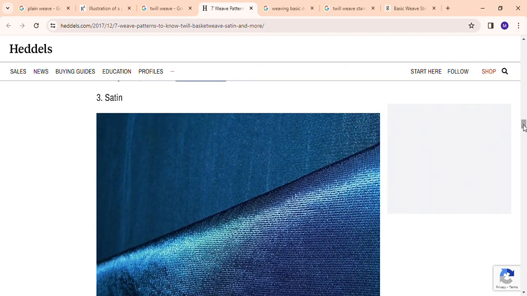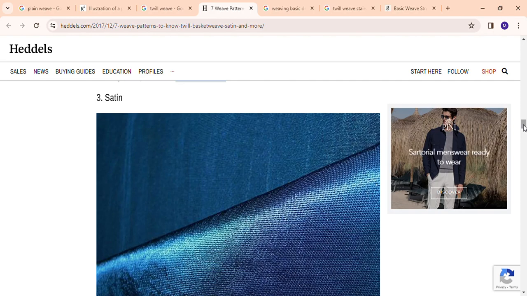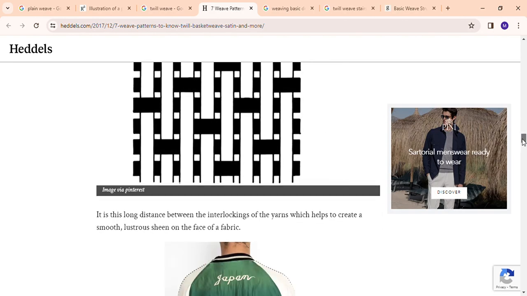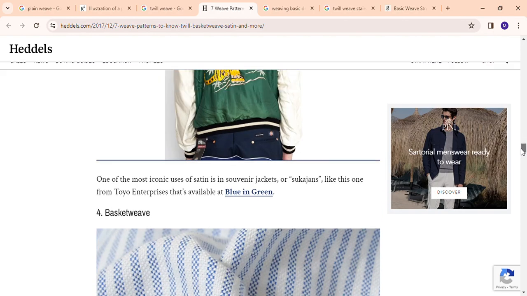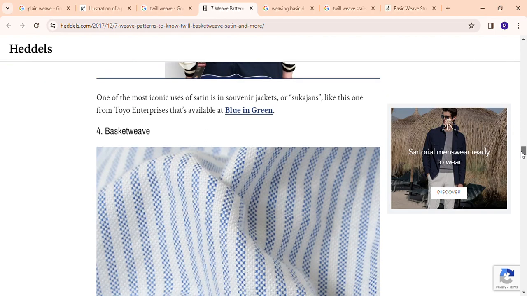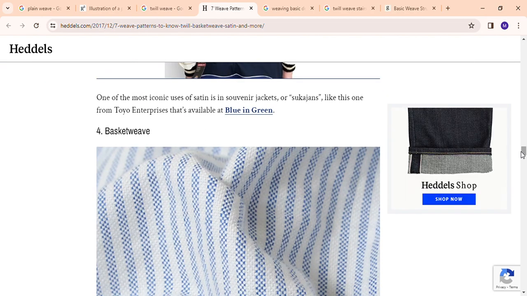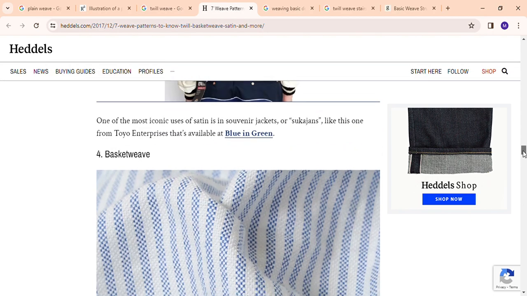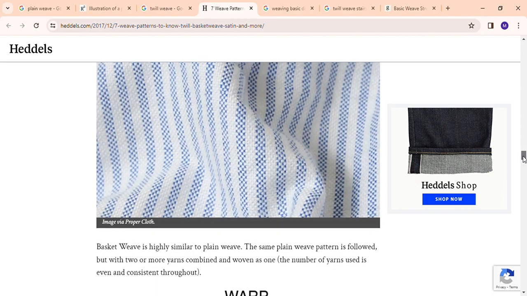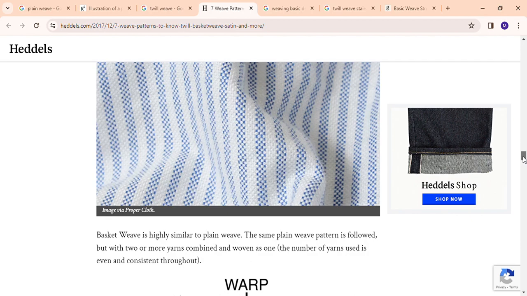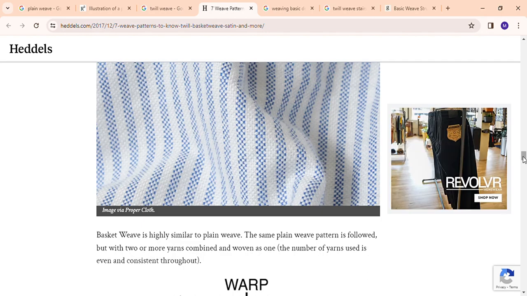We are not talking about satin now; in the next video, we will discuss it later. Here is a basket weave, which is included in your assignment. Basket weave is basic, highly similar to plain weave. Remember, the same plain weave pattern is followed, but with two or more yarns combined and woven as one, and the number of yarns used is consistent throughout.